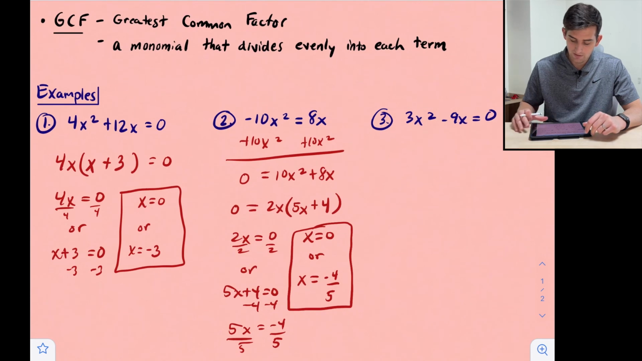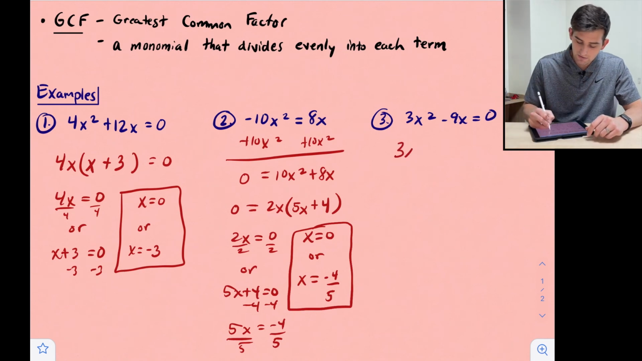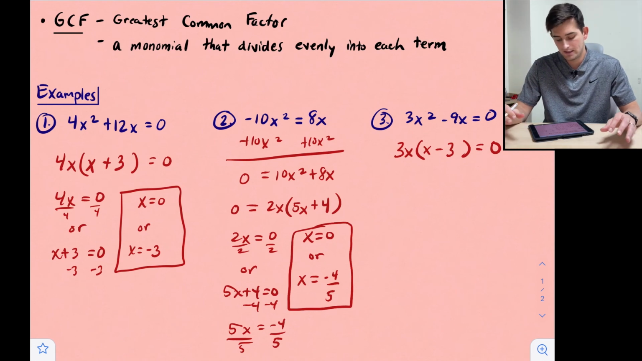And for number 3, 3x squared minus 9x equals 0. It's already equal to 0, so we can go ahead and factor out that GCF. So let's factor out a 3x. And we're going to multiply 3x by x in order to get 3x squared, minus, and we're going to multiply 3x by 3 in order to get 9x.